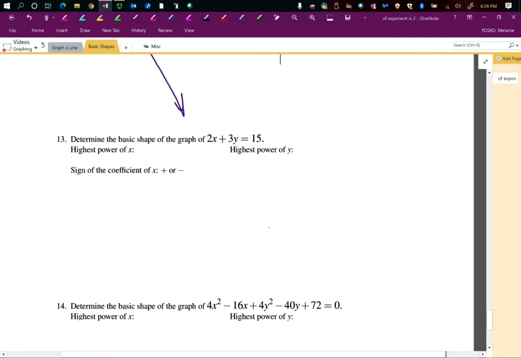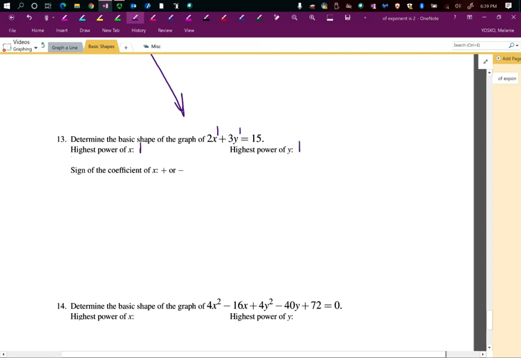Determine the basic shape of the graph of 2x plus 3y equals 15. Highest power of x. Here's the x term. Again, no power is given. We know there's a 1 right there. So the exponent is 1. Highest power of y. We see there's nothing given, so we know the exponent is 1.